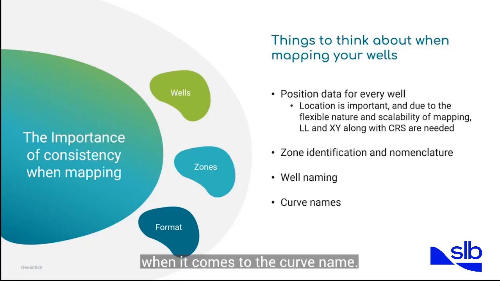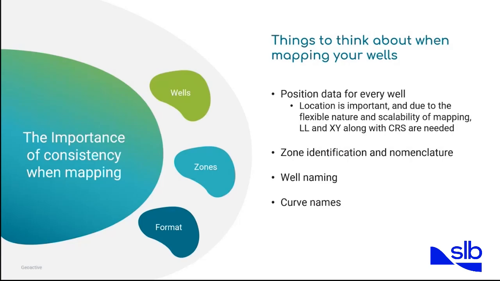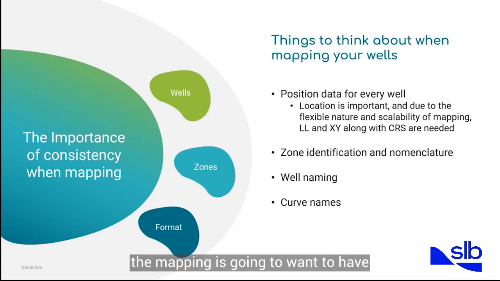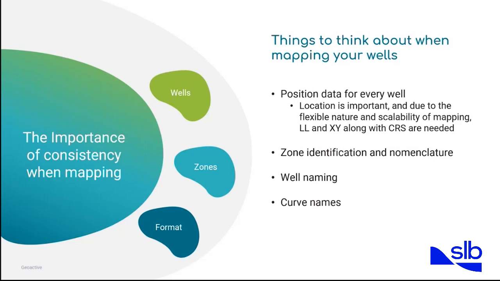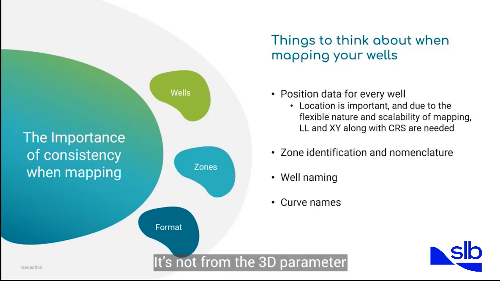When it comes to the curve name, when you're looking at the log statistics, the mapping is going to want the same curve name across all the wells. From the 3D parameter point of view, it's not going to be able to go from your phi E curve, your phi Z curve, your phi T curve, and your phi B curve. All of those different names, obviously a couple of those aren't real, but those could be NIP absolutely present.